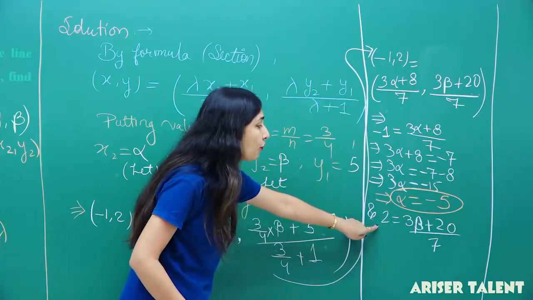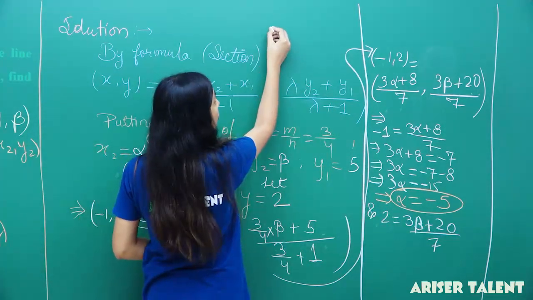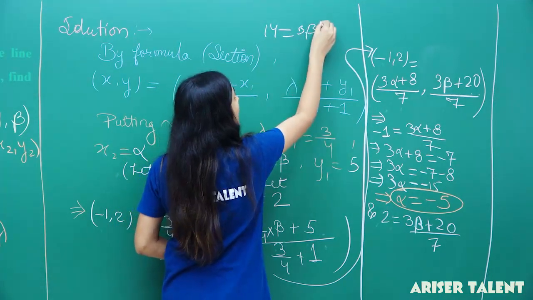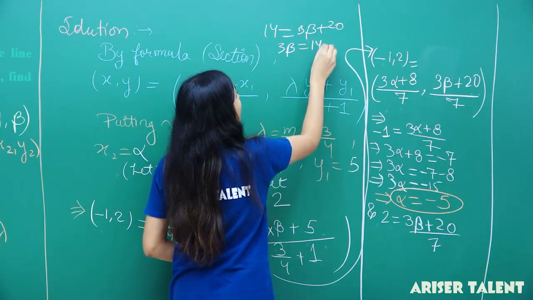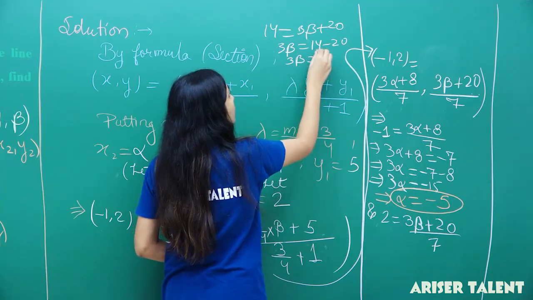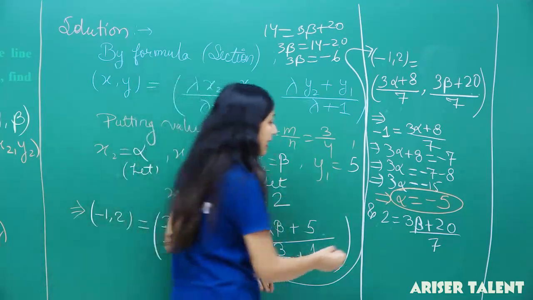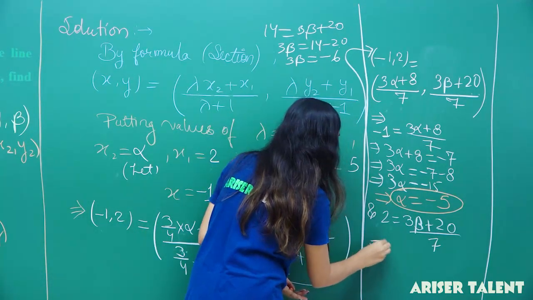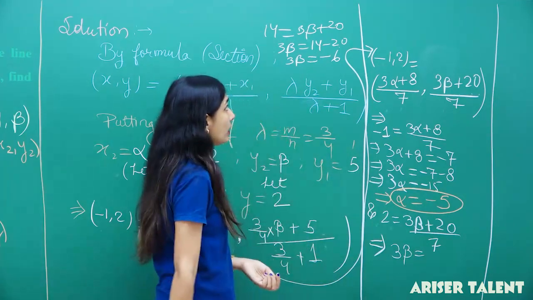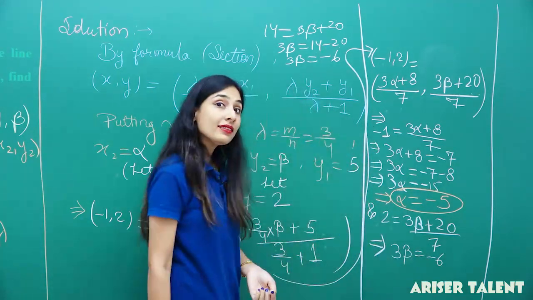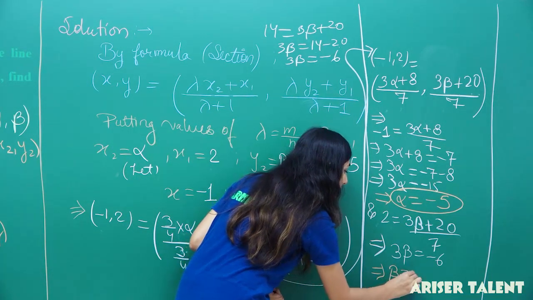Now, that will be 7 times 2, 14. 14 equals to 3 beta plus 20. I can do it right there for you. 14 equals to 3 beta plus 20. Now, that means 3 beta equals to 14 minus 20. 3 beta will be equal to minus 6. Okay. So, can I directly write here that this implies that 3 beta is equal to minus 6? Minus 6, that means what? The value of beta is here nothing but -2.